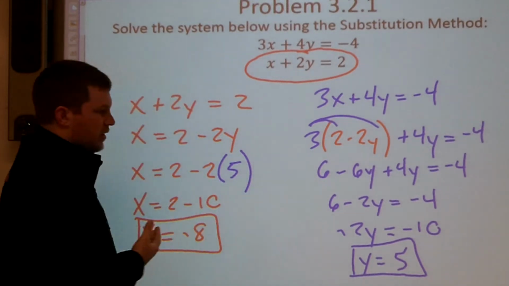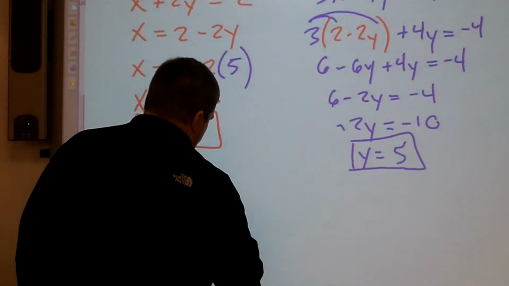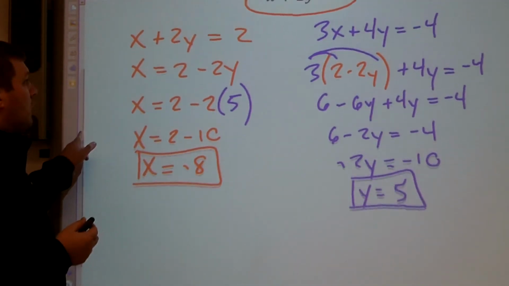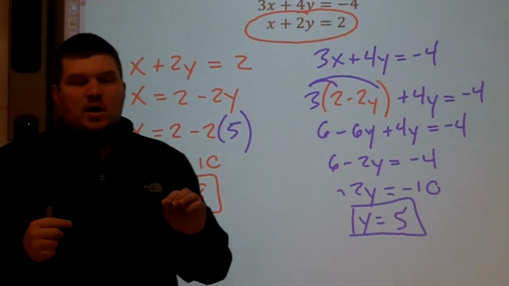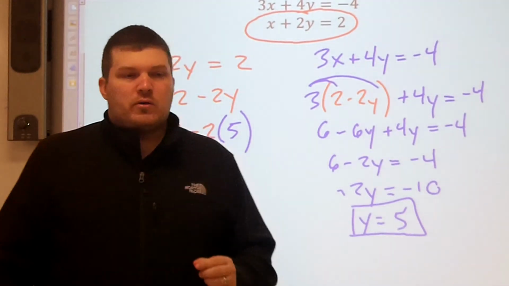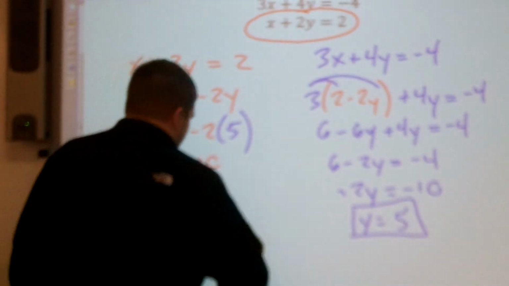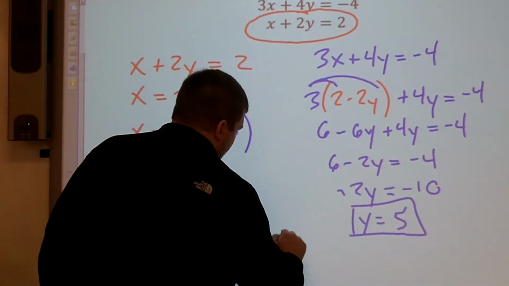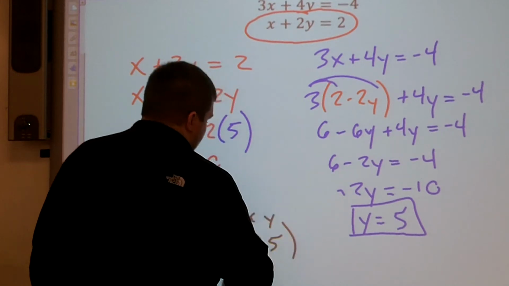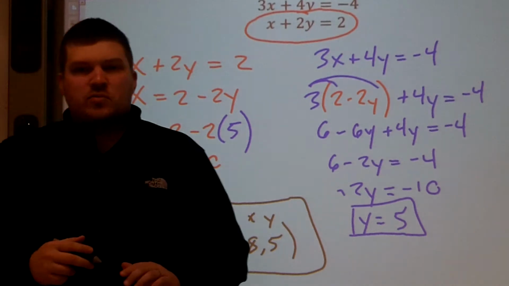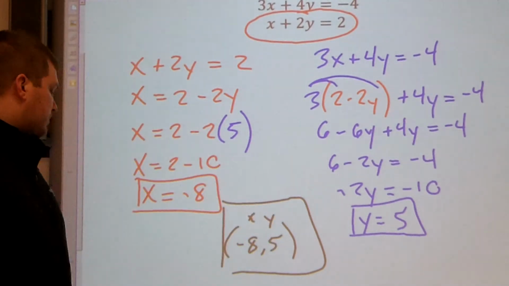Alright, so now I found the value of x and y, so I'm ready to write my final answer. You should always write your final answer, since we're talking about ordered pairs. We're looking for the point on the graph where there's an intersection point. So our solutions are always ordered pairs. So we should write our final answer as the ordered pair. So the final answer is going to be negative 8, comma 5. This is our x, this is our y. That's the final answer. There's only one intersection point, there's only one solution.